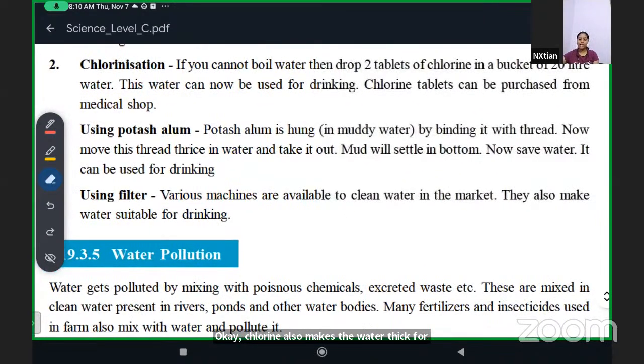Then, using potash alum. Potash alum is bound with a thread and hung in muddy water. Now move this thread thrice in the water. The alum will help to make the mud collect together. The mud will settle at the bottom. So we can take out the water that's above it, because the mud will collect at the bottom.